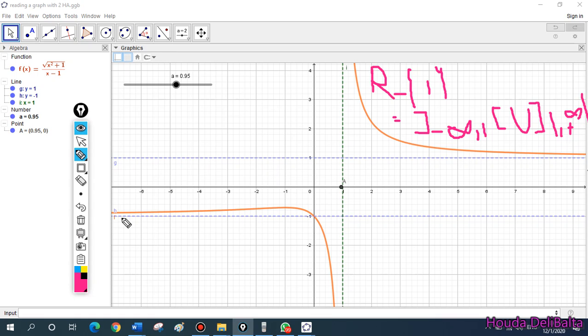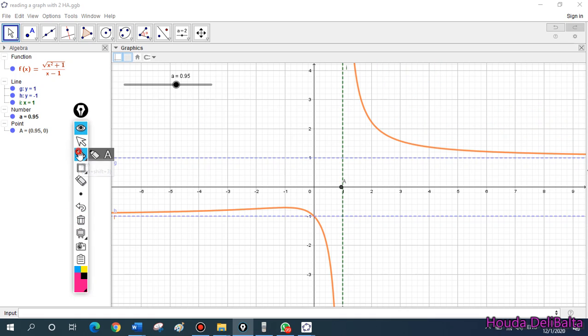Now let's talk about the horizontal asymptotes. If you notice here, there are two blue lines that are parallel to the x-axis. Definitely these lines are in the form y equals k, a constant. These represent the horizontal asymptotes. What's the meaning or idea of the horizontal asymptote?